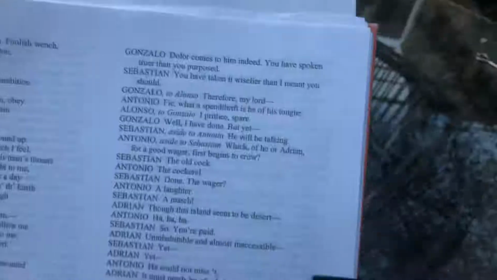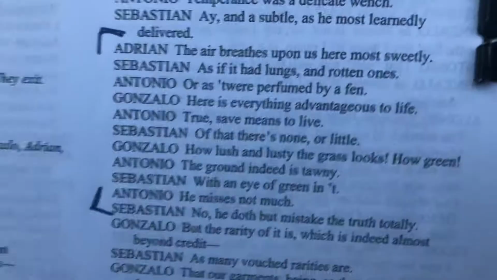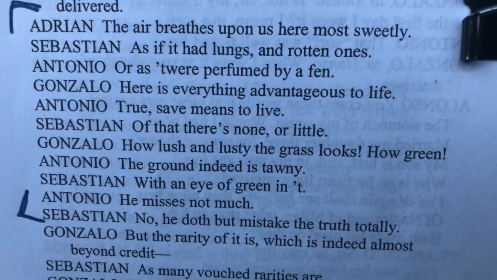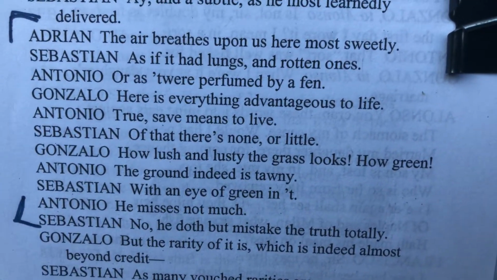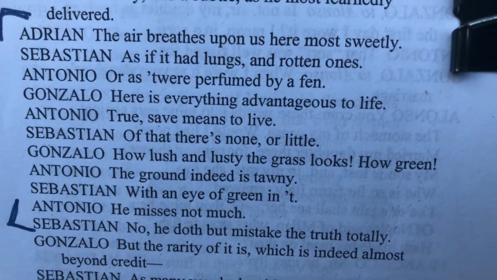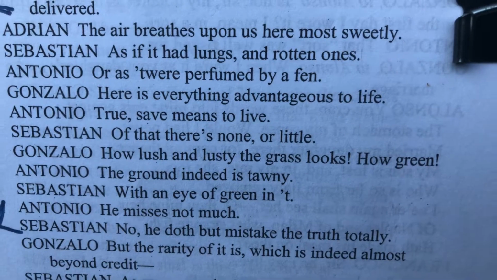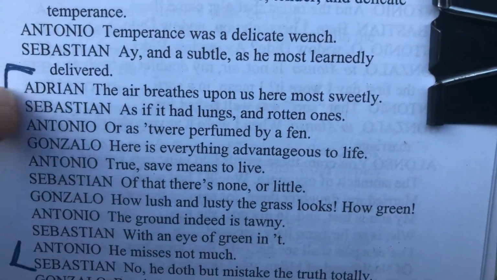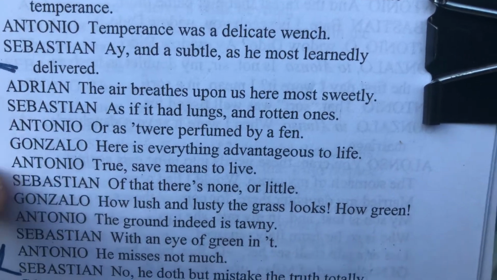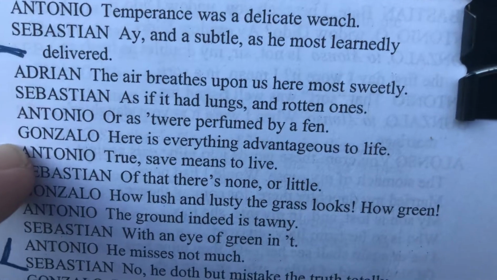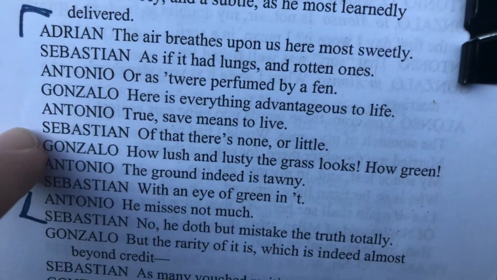Okay, so there's an interesting moment on page 7 where several of the people who shipwrecked on this island, Antonio, Sebastian, Gonzalo, speak. Gonzalo says, the air breathes upon us here most sweetly. And Sebastian disagrees. He says it's not sweet, it's as if it had lungs, and rotten ones. Antonio says, or perfumed by a fen. That's something gross. So basically, this guy says, boy, it smells nice, and this guy says it smells bad, and this other guy agrees with him. Gonzalo says, here everything is advantageous to life. And Antonio says, true, save means to live, of that there's none or little.